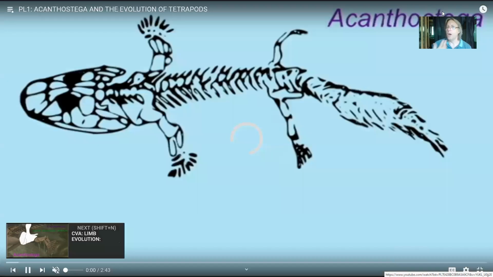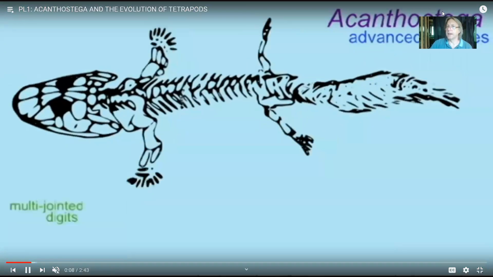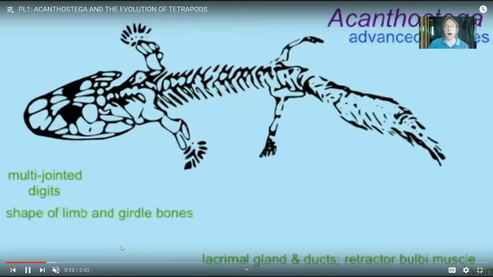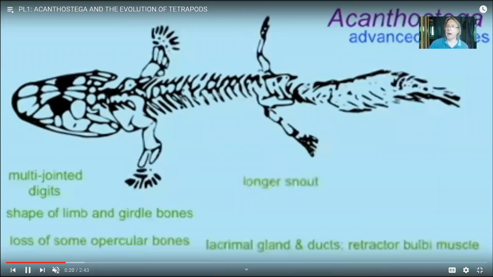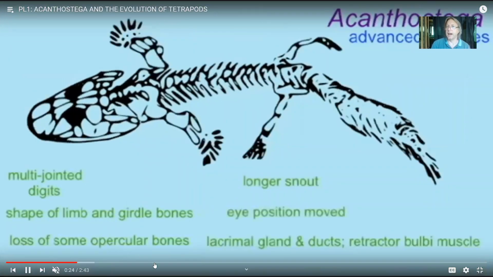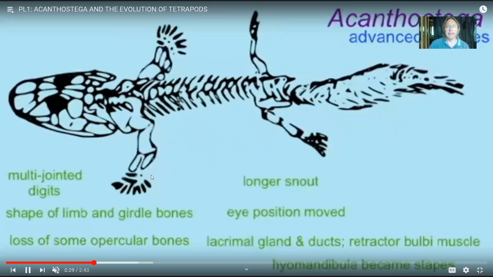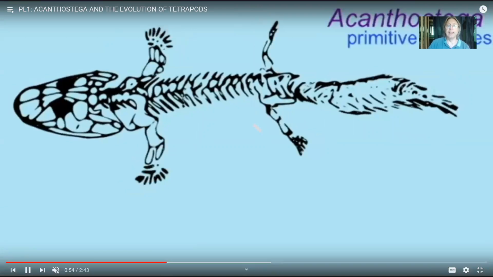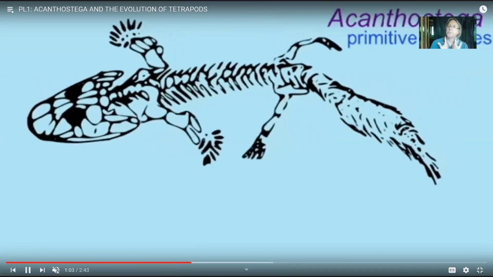And so when we consider these early amphibians, like Acanthostega, they are certainly amphibians, unlike the fish. They have multi-jointed digits, something that no fish had. The shape of the limb girdle bones, the lacrimal gland and ducts, some muscles, the loss of the opercular bones, a longer snout. These are clearly more advanced than the Sarcopterygian fish, which came before them. However, that being said, they are still primitive because, for example, Acanthostega had the opening for the pineal gland. It had the lateral line system. It still had some skull bones which supported gills.